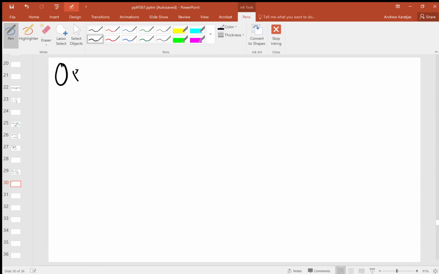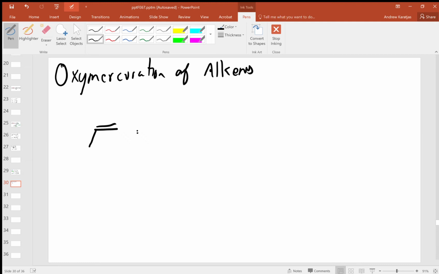So the oxymercuration reaction for alkenes is another way to make alcohols. And it's a reaction that goes very well along with the acid catalyzed hydration. So if you recall, the acid catalyzed hydration, where we used acid and water at high temperature, converted our alkene into a Markovnikov or more substituted alcohol.